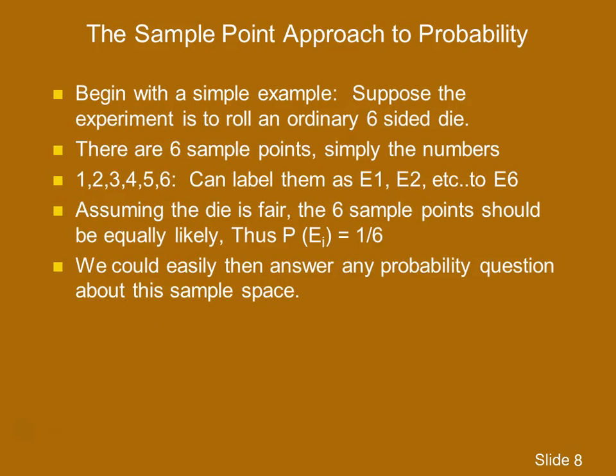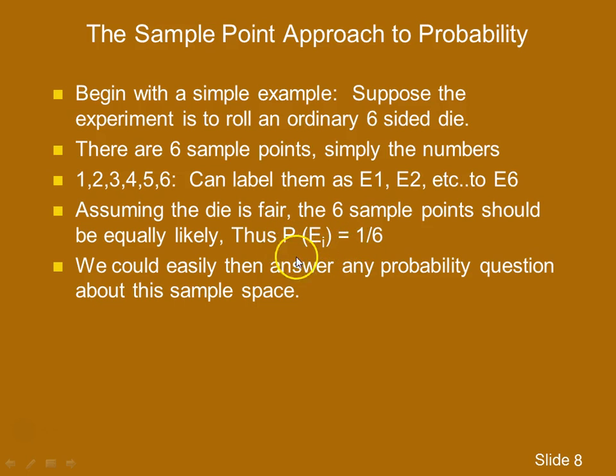Let's do a very simple example. Suppose our experiment is simply to roll an ordinary 6-sided die. Obviously, there are 6 sample points, just the numbers 1, 2, 3, 4, 5, 6. If we wanted to, we could label them E1, E2 on out to E6. Somewhat logically, if we assume this is a fair, well-balanced die, the 6 sample points should be equally likely. Therefore, the probability of any one of them would be 1/6.